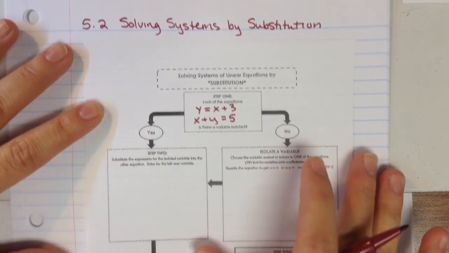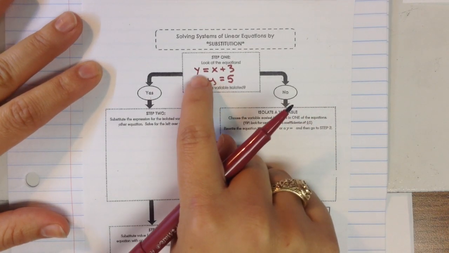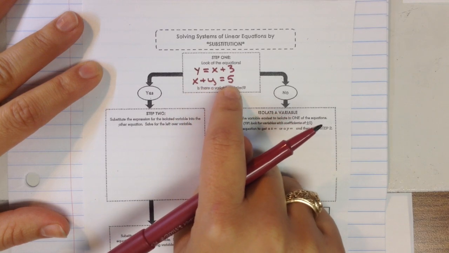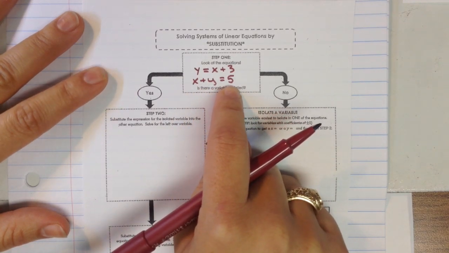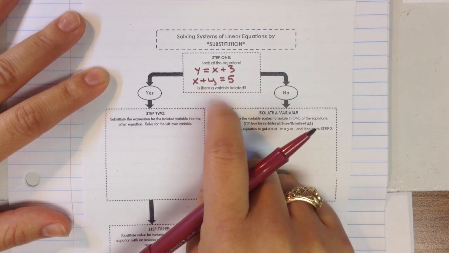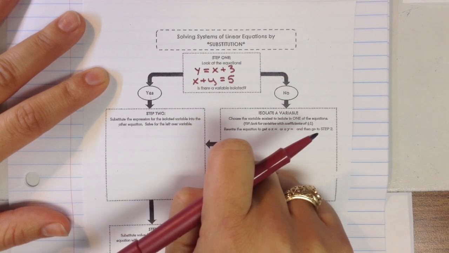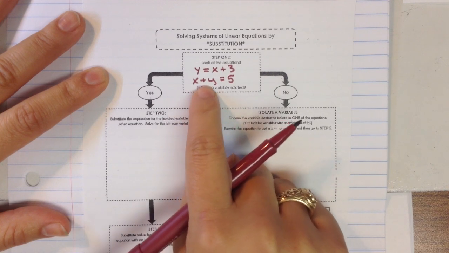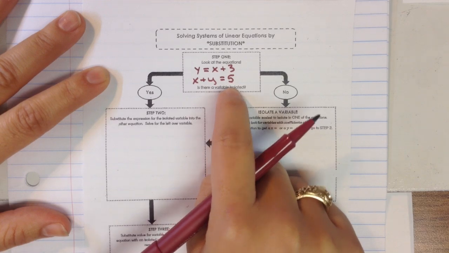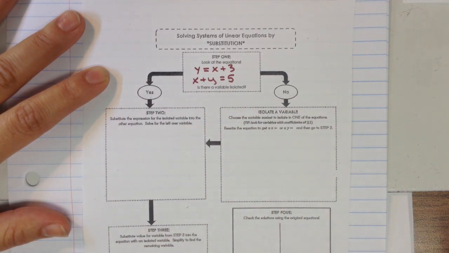Now, let's say that we have the following system. It says y equals x plus 3 and x plus y equals 5. Substitution comes in handy when we have systems that look like this because we're going to be able to solve for one or both of the variables without graphing, since the second equation cannot be graphed in its current form. So we're going to ask ourselves the questions on the flowchart.